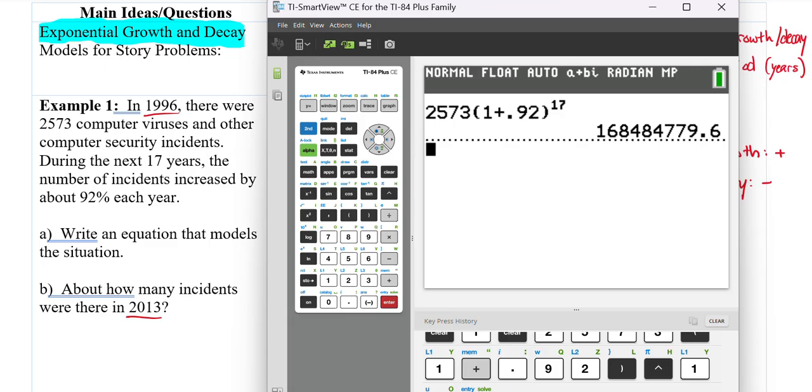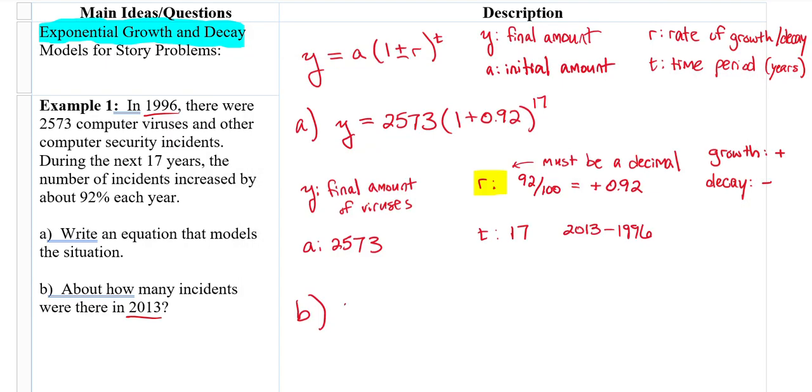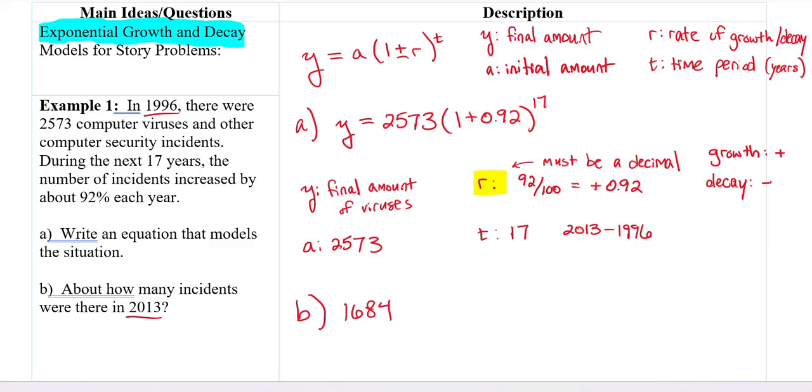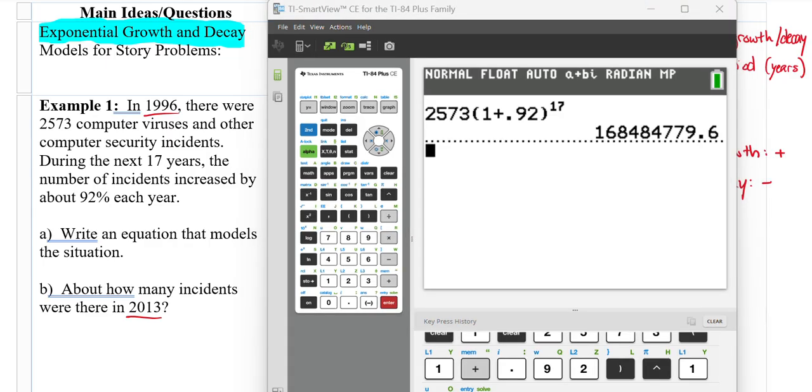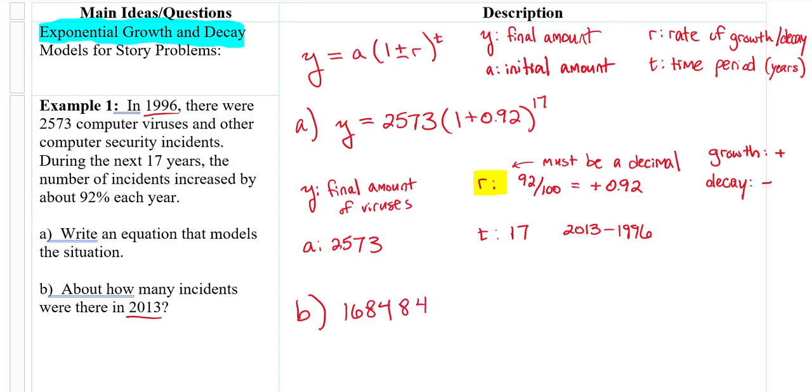So what this is here, how many numbers is that? That's 1, 2, 3, 4, 5, 6, 7, 8, 9. So that means about 168 million computer viruses are going to occur in 2013 based on this exponential growth model. So that would be 1684, 84779, 0.6 viruses.